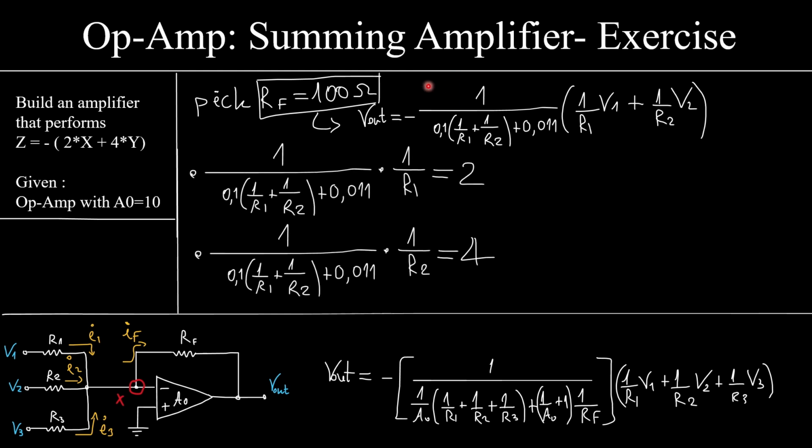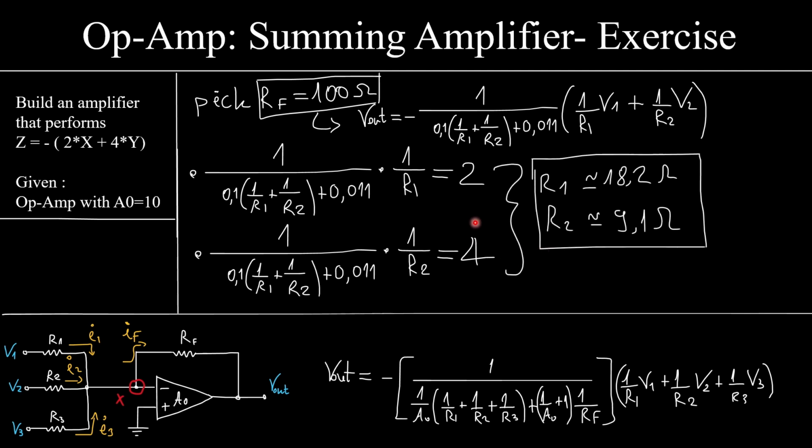Now, if this is multiplied by this and this is multiplied by this, I want this to be equal to 2, and I want this to be equal to 4. And now this is nothing but a system of 2 unknowns with 2 equations, which can be solved very easily. After solving this, we have R1 equal to about 18.2 ohms, and R2 is 9.1 ohms. Very logical values.